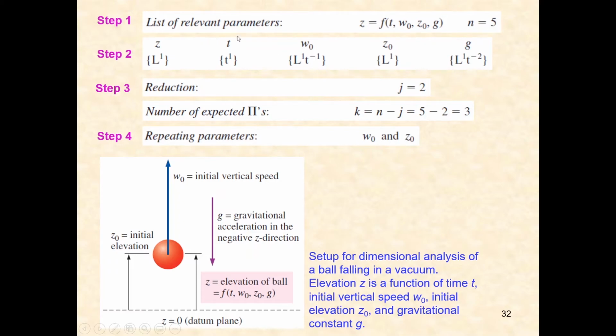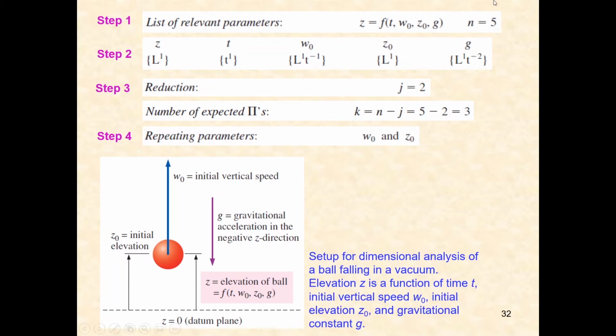Then we just need to list down the dimensions for each of the terms. Z is L1, t is T1, velocity is L1 T minus 1, z0 is L1, and g is acceleration, length over time squared. For the reduction, how do we choose j? We look at step 2: how many primary dimensions are there? We have only L and T. So j equals 2. The number of expected pi's is equal to n minus j, so 5 minus 2 is 3. So we are expecting to have pi 1, pi 2, and pi 3.